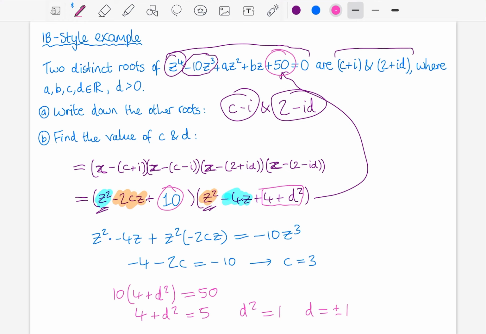Whenever we have multiple answers like this, go back to the start of the question and think, is there some kind of thing in the context of the question that rules out one of them? Can I have a negative? Is it to do with length, anything like that? And actually, it's more simple than that. It just tells us d needs to be positive. So d just equals 1. So c equals 3, d equals 1, and we are done. And that is complex roots of polynomials.